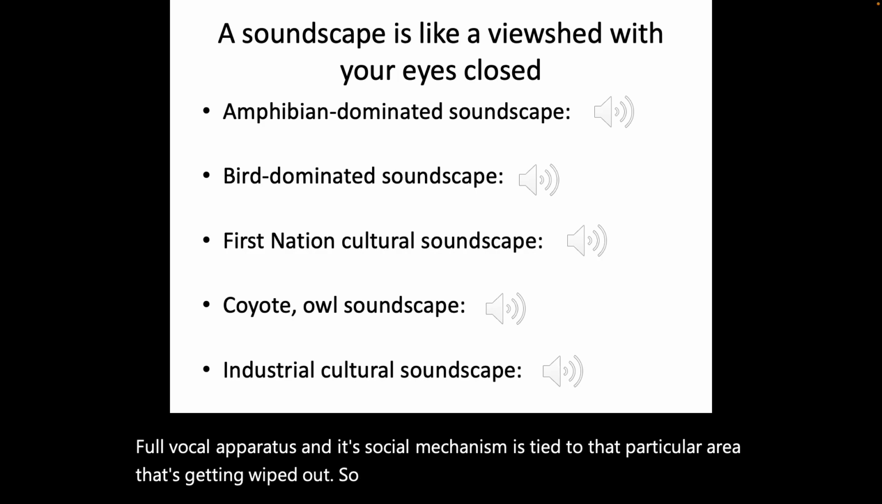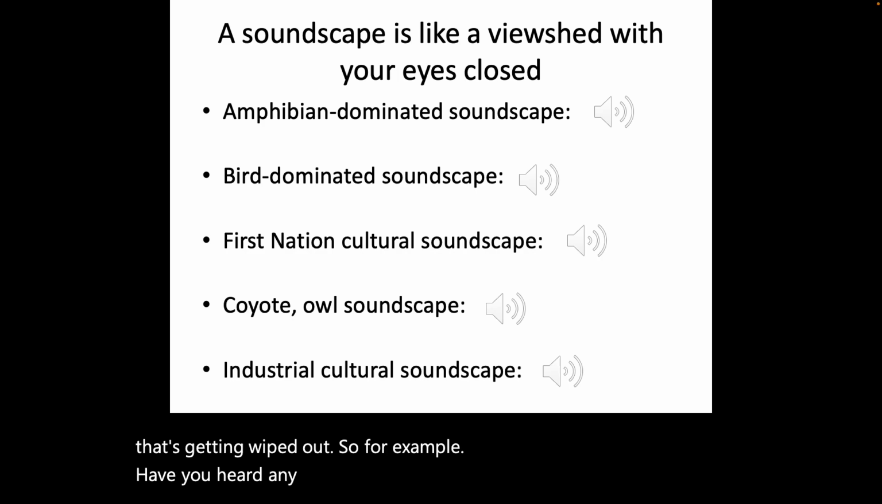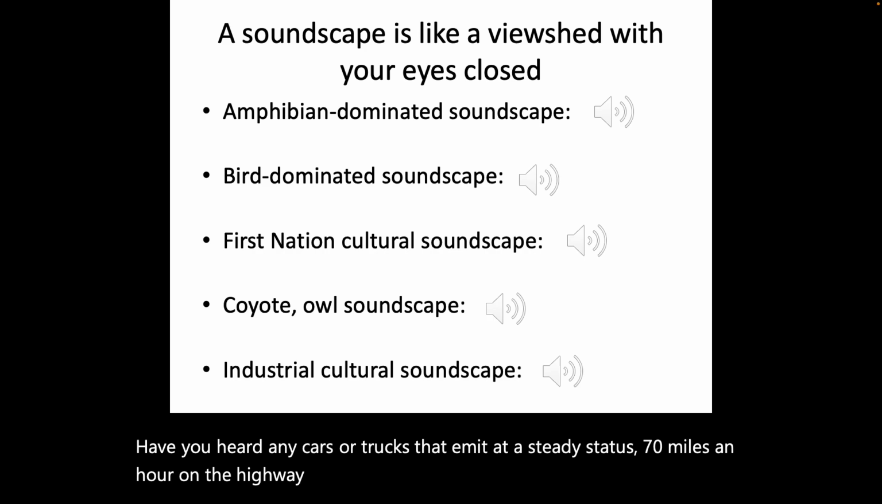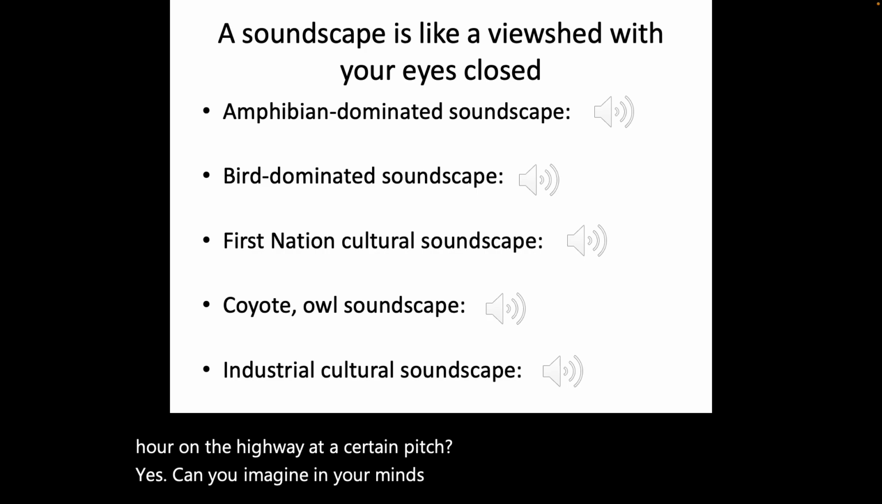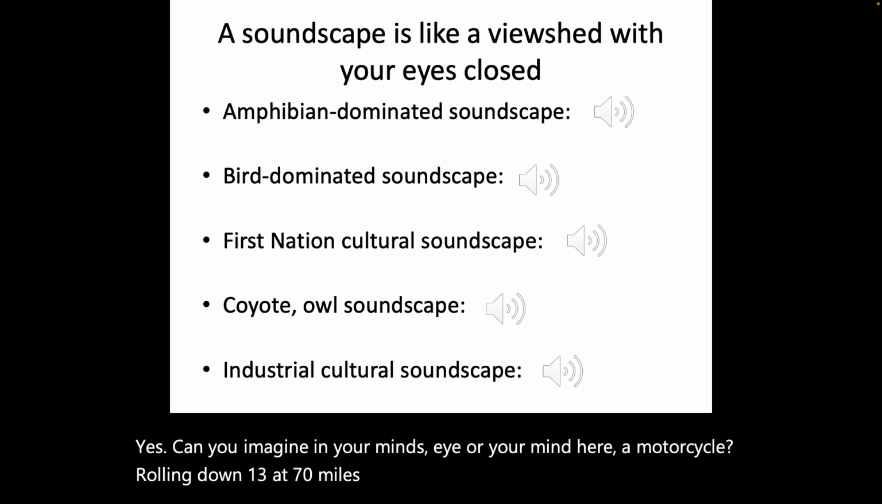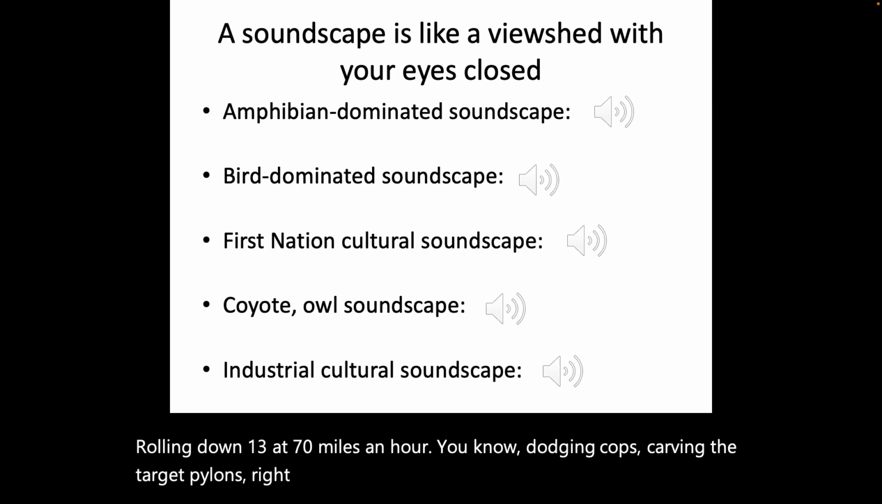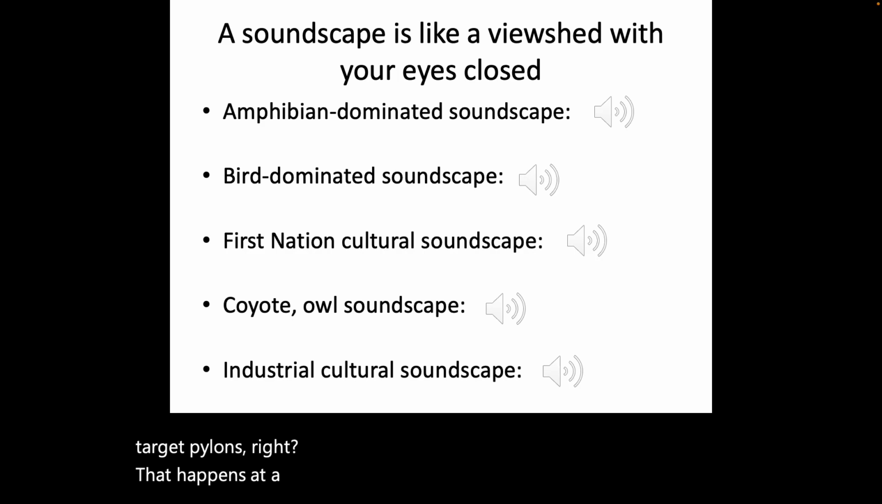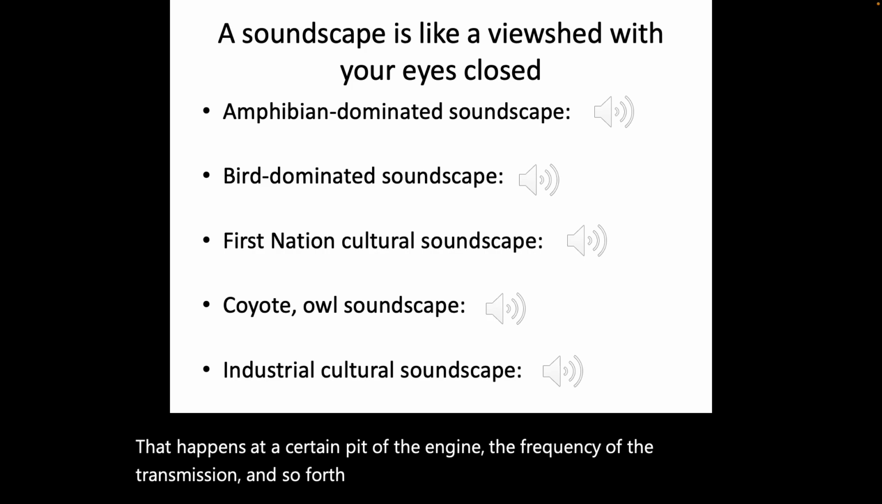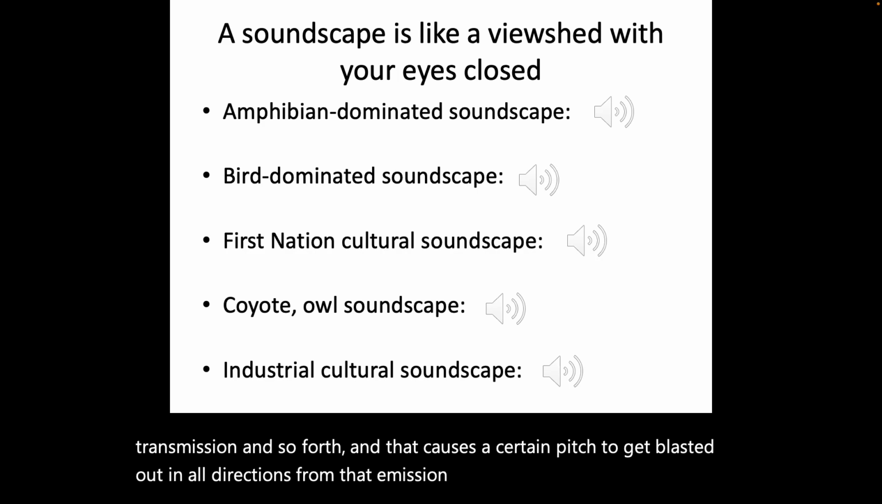So, for example, have you heard any cars or trucks that emit at a steady state at 70 miles an hour on the highway at a certain pitch? Yes, no? Can you imagine in your mind's eye, or your mind's ear, a motorcycle rolling down 13 at 70 miles an hour, dodging cops, carving the car-shaped pylon, right? That happens at a certain pitch of the engine. It's the frequency of the transmission and so forth. And that causes a certain pitch to get blasted out in all directions from that emission source, that noise source.